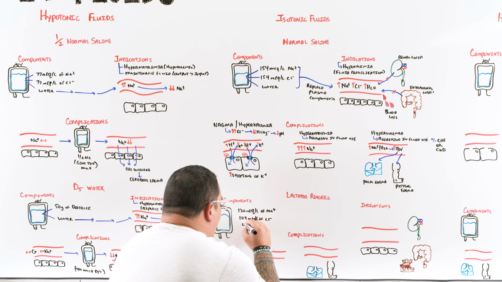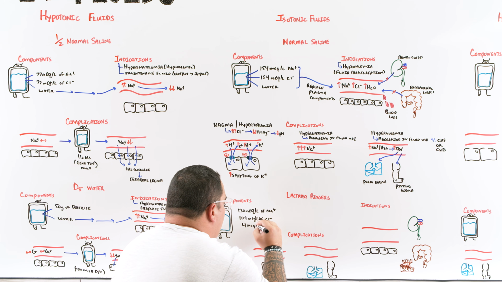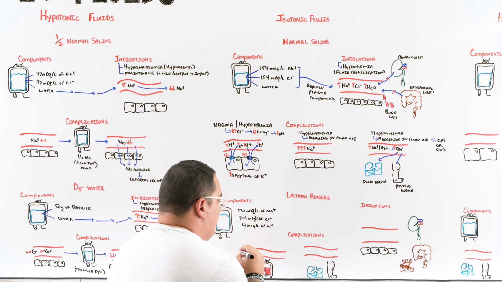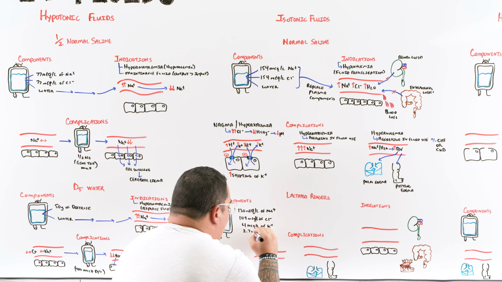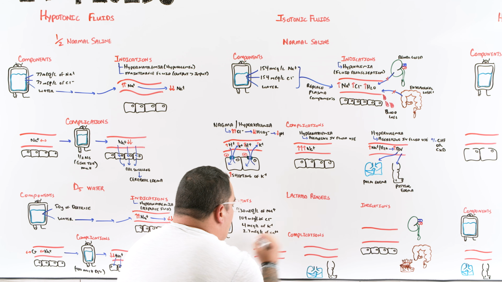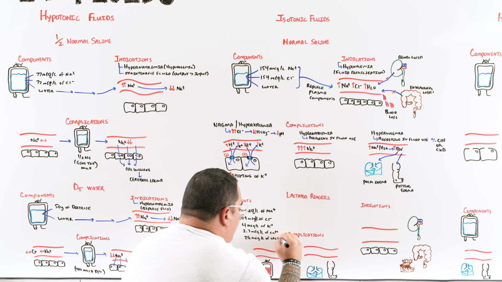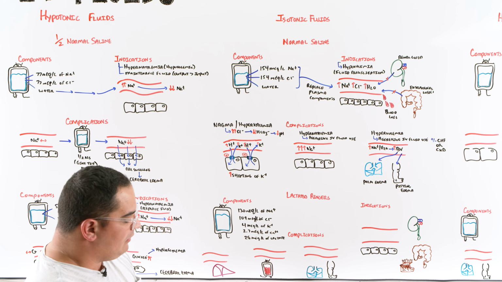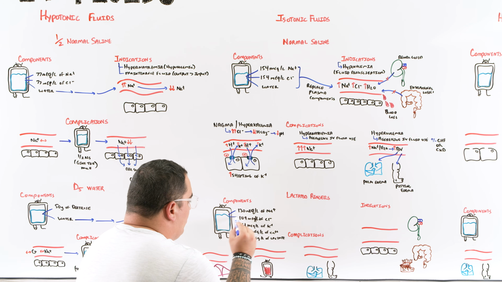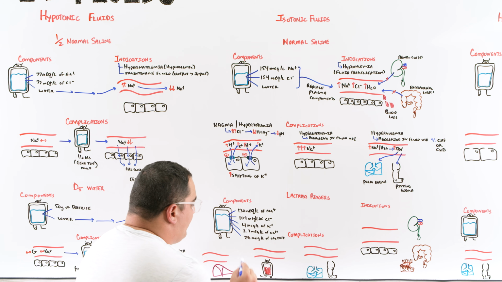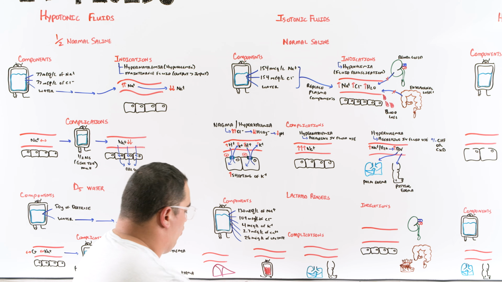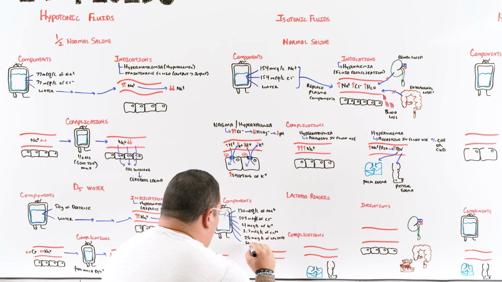It also contains about 4 milliequivalents per liter of potassium. It contains about 2.7 milliequivalents per liter of calcium. And it contains about 28 milliequivalents, here's the name, of lactate. All right. Now, this is really what we're giving. And then on top of that, every solution contains water, right?